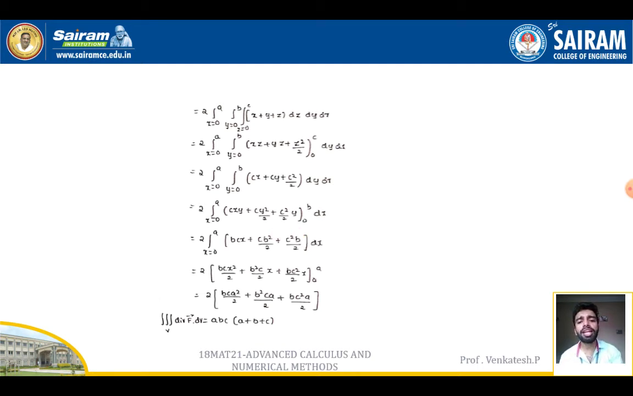Finally, integrating with respect to x, I will be getting 2 times (bc x square by 2 plus b square cx by 2 plus bc square x by 2) between the limit 0 to a. Same thing here: applying the lower limit it will become 0, only the upper limit is used. I will be getting 2 times (bc a square by 2 plus b square ca by 2 plus bc square a by 2). Taking abc by 2 as a common factor, the 2 gets cancelled. So the answer is abc times (a plus b plus c), which is the required solution for the triple integral for the given rectangular box.